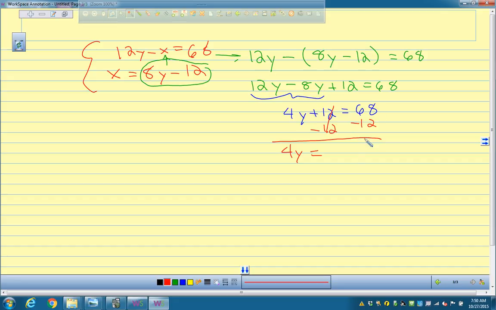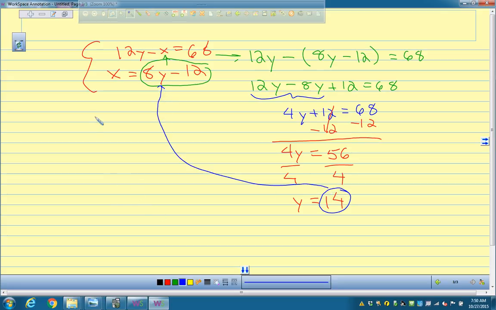4y equals 56. And then divide by 4, and I believe I get y equals 14. Okay? But I'm still not done yet, because I have to take my 14 and plug it back in. Which is the easier equation to plug back in to get x? The top one or the bottom one? The bottom one's easier because it's already set up, x equals, right?